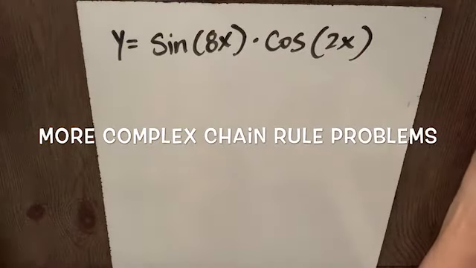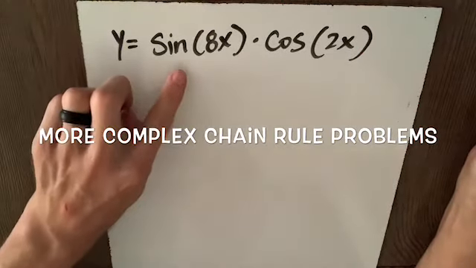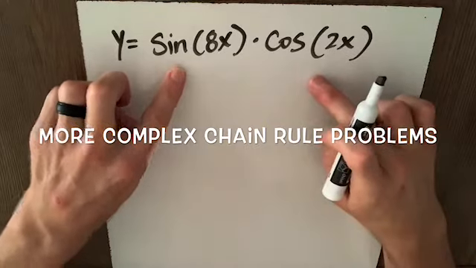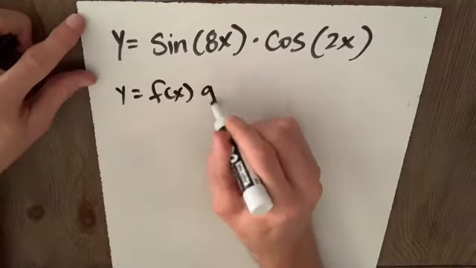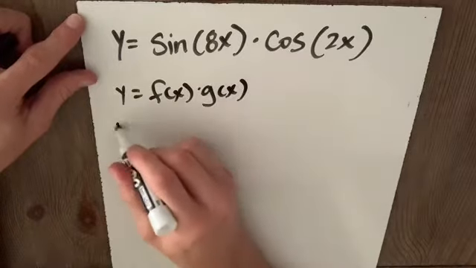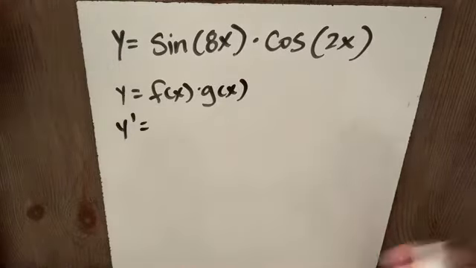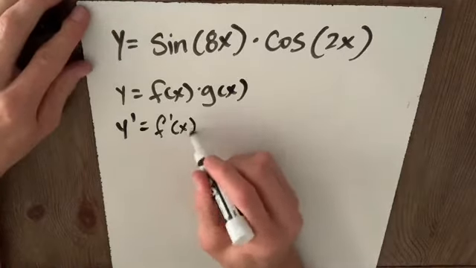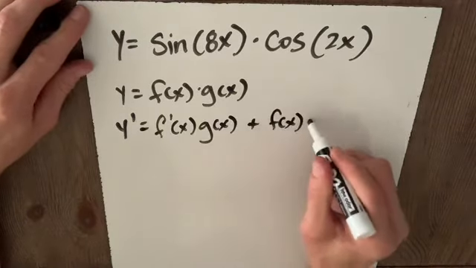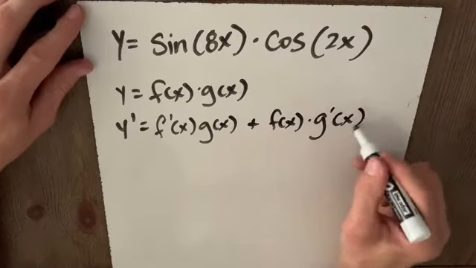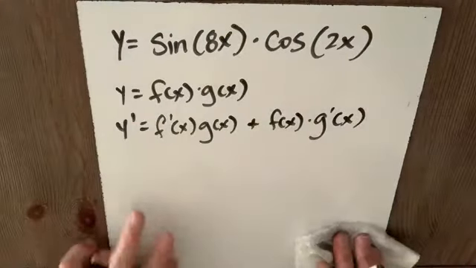Oh boy, things just got harder. This is like f of x times g of x. And remember, if y equals f of x times g of x, then the derivative using the product rule is f dash of x times g of x plus f of x times g dash of x. So we've got our work cut out for us here.